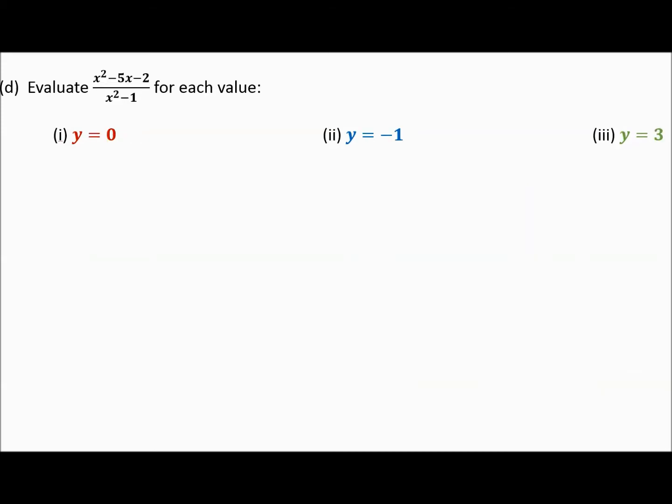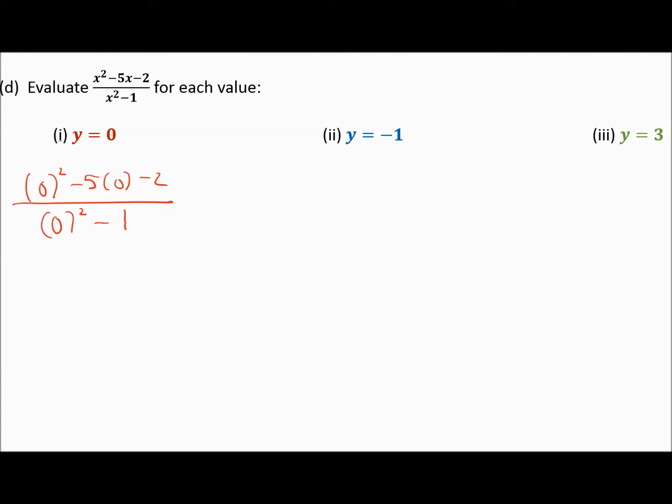Here are again some substitution problems. I'm supposed to substitute x equals 0. So I have, removing every single x and replacing it with 0, 0 squared minus 5 times 0, subtract 2, divided by 0 squared minus 1.